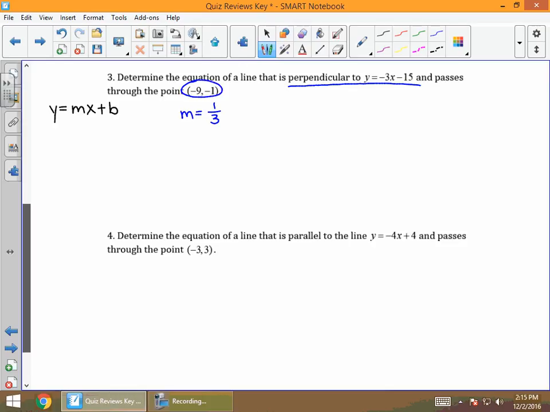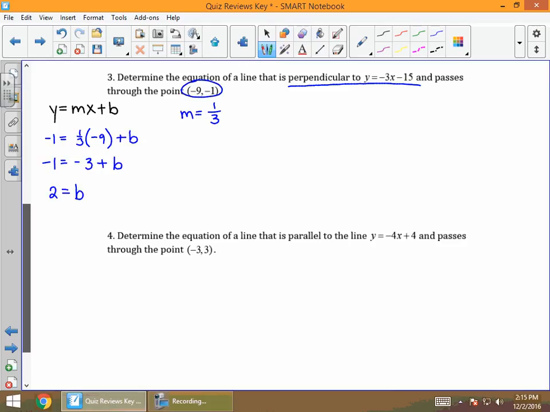And I know that it has to go through the point negative 9, negative 1. So I'm going to find my y-intercept. I have to find b. So y equals mx plus b. I'll plug in my point and my slope, and I'll solve for b. The y value is negative 1 equals the slope is 1/3. The x value is negative 9 plus b. So negative 1. 1/3 of negative 9 is negative 3 plus b. Add 3 to both sides. Negative 1 plus 3 is 2 for b.